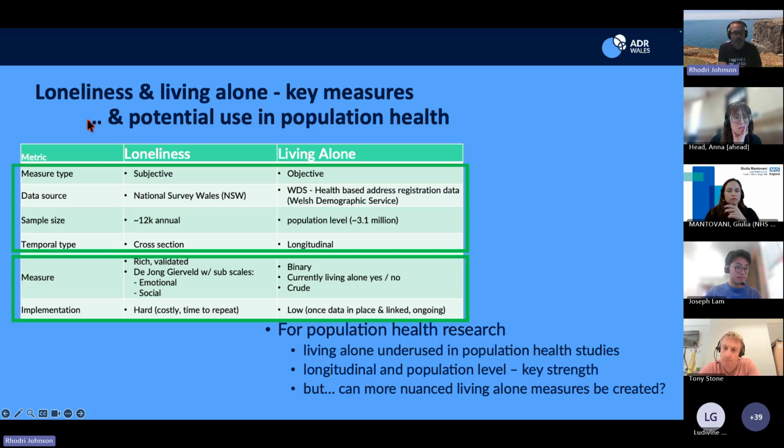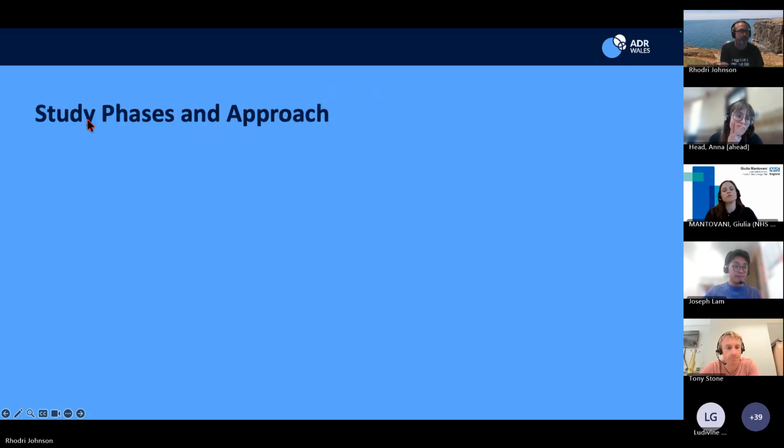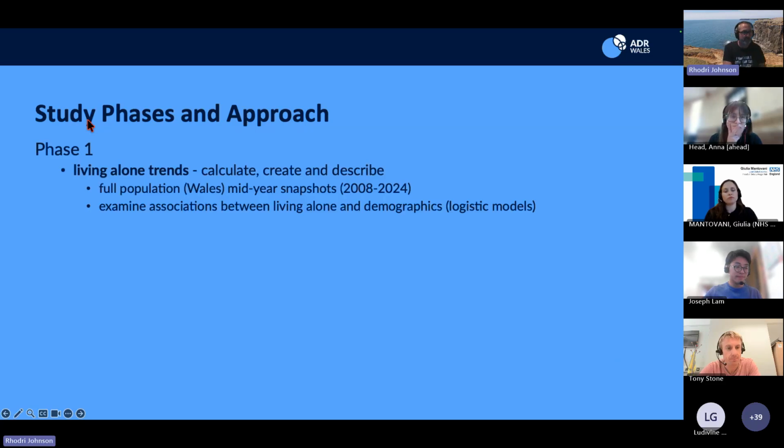So this work I was looking at was whether we could devise a more nuanced living alone measure using that data, with some creativity. So the study has phases to the approach. Phase 1: looking at the living alone trends, using the full population and mid-year snapshots, as at 30th of June every year from 2008 to 2024, to create the living alone trends.